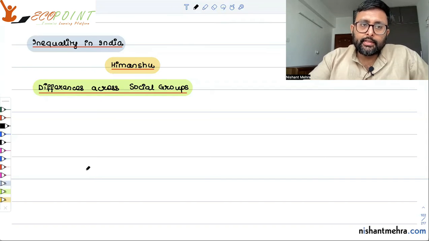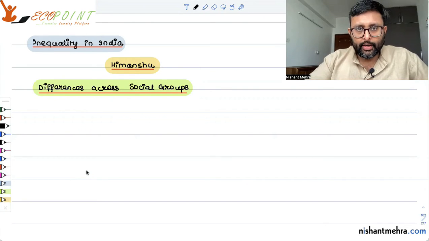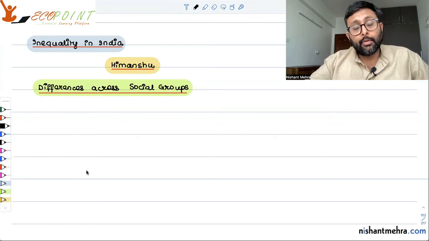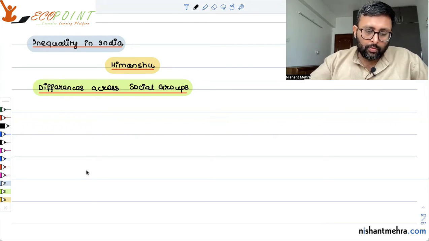So we were discussing this reading by Himanshu, Inequality in India, and we have talked about the monetary inequality. Now let's talk about the non-monetary inequality. First of all, we'll talk about how inequality is emerging across the different social groups, SCs, STs, OBCs, even among religious groups, Muslims, Christians, Hindus, like that. So how inequality is emerging among them.